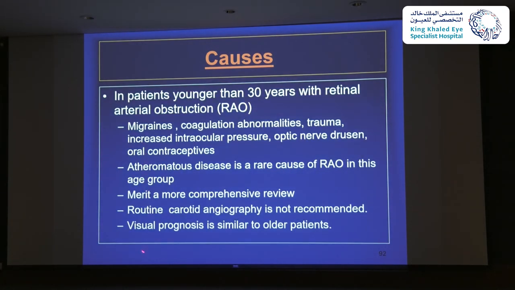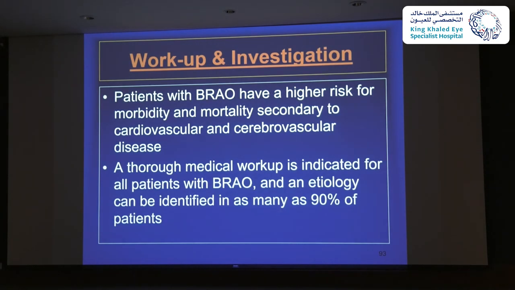Causes, as you see here, we're not going deep because we need to look for this in tissue, especially with the patient less than 30 or 40 years. Migraine, coagulopathy, abnormality, and atheromatous disease merit more comprehensive review. Routine carotid angiography is not recommended in this patient because they usually have normal carotids, not like the patient with older age.